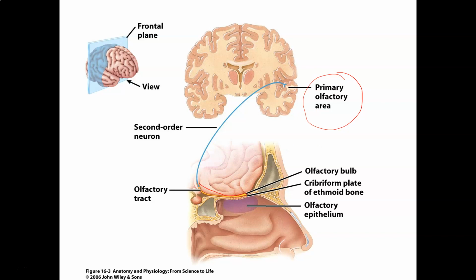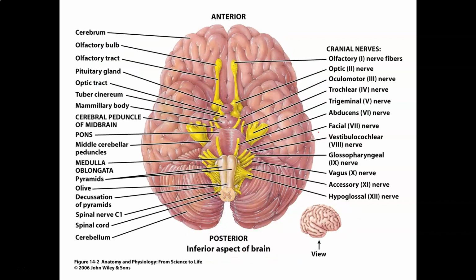So we call the pathway that the action potentials take from the olfactory epithelium to the olfactory bulb, along the olfactory tract to the primary olfactory area, the olfactory pathway. It's called the pathway that nerve impulses go from the actual receptor, in this case in your nose, to their final destination, your cerebral cortex.